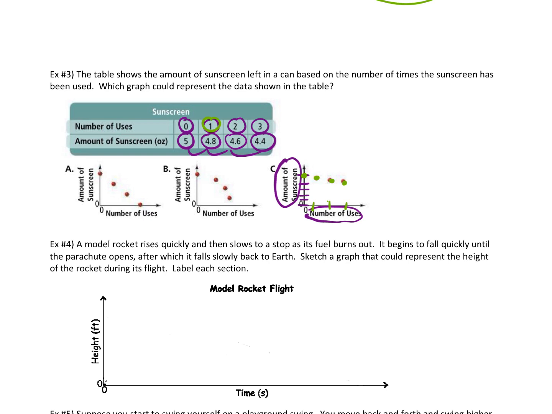The reason it's not this one is because this would say after 3 uses, 0, 1, 2, 3, there would be 0 ounces of sunscreen left, right? So this one is up a little higher because we didn't get down to 0, we only got down to 4.4. Does that make sense? Questions on that?